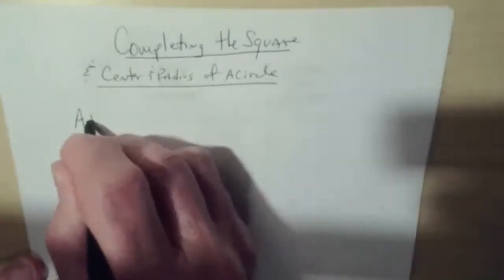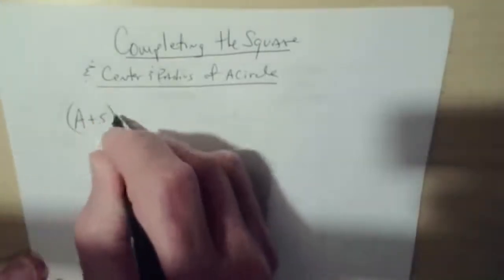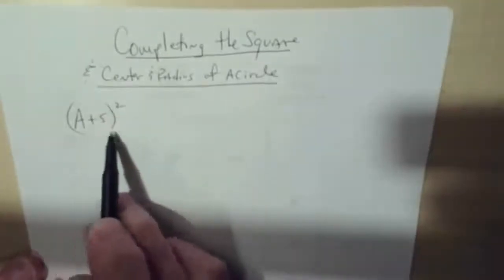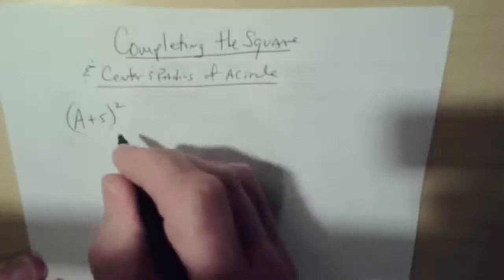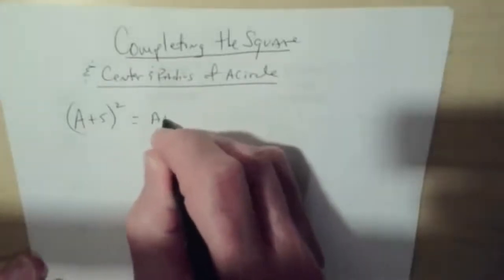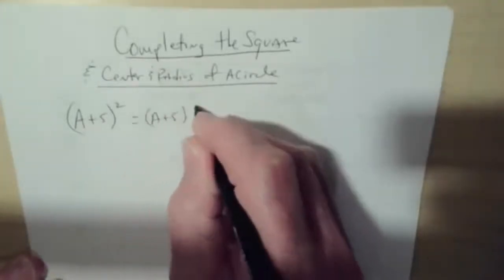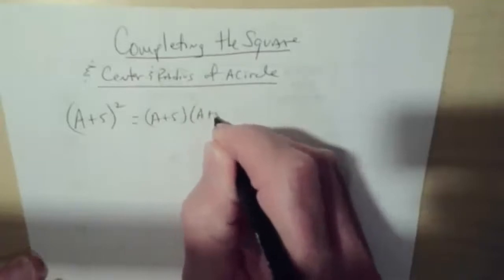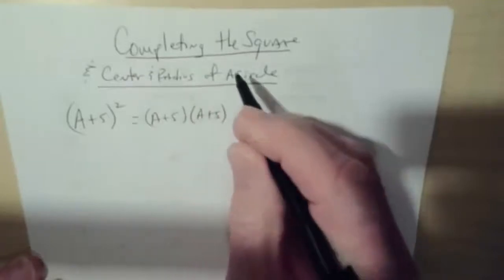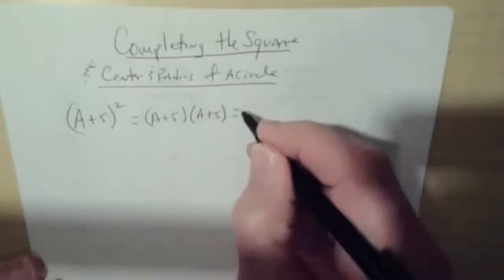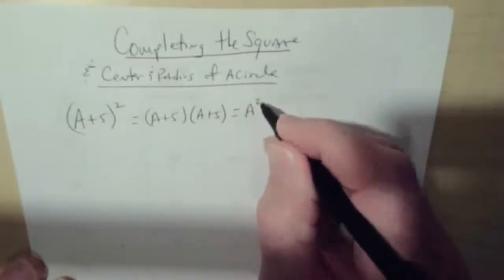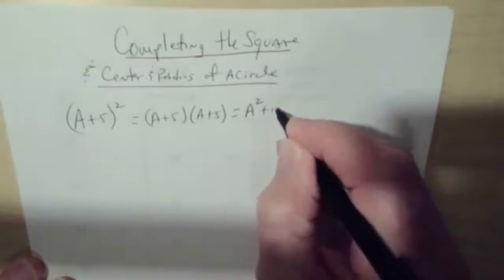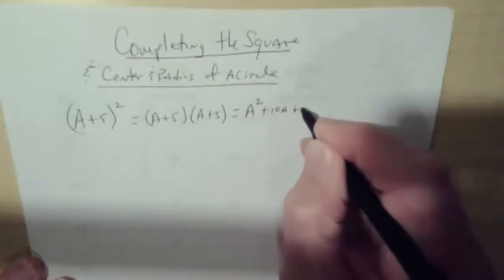If we have a plus 5 all squared, this is a square, obviously. And what does that equal? It equals a plus 5 times a plus 5. Now, if you do the distributive property here and combine like terms, you get a squared plus 10a plus 25.